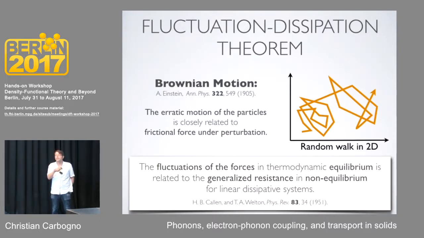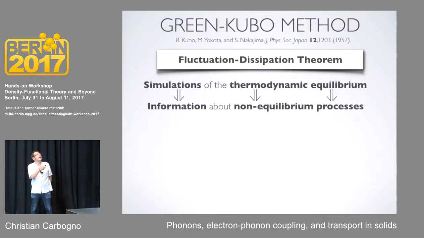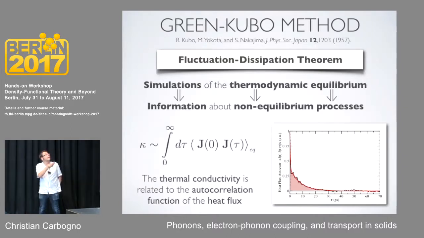If you're interested in transport processes that happen in non-equilibrium, it's sufficient to look at the fluctuations in equilibrium, because the actual magnitude of these fluctuations and the lifetime of these fluctuations will be related to these transport coefficients. Now, this implies that you can do simulations for thermodynamic equilibrium, which will give you some information about non-equilibrium processes. And this is not obviously helpful. So in the case of the thermal conductivity, you need to monitor the heat flux in thermodynamic equilibrium, and then the integral over the autocorrelation function will give you the actual thermal conductivity.